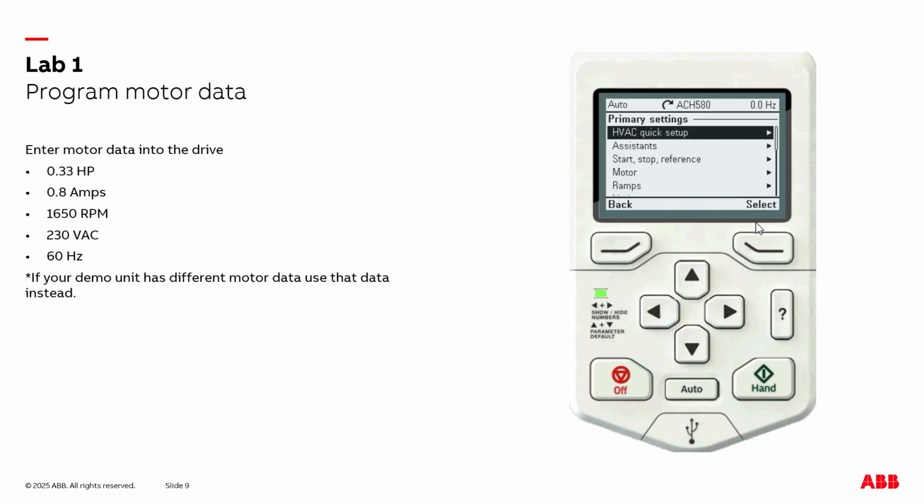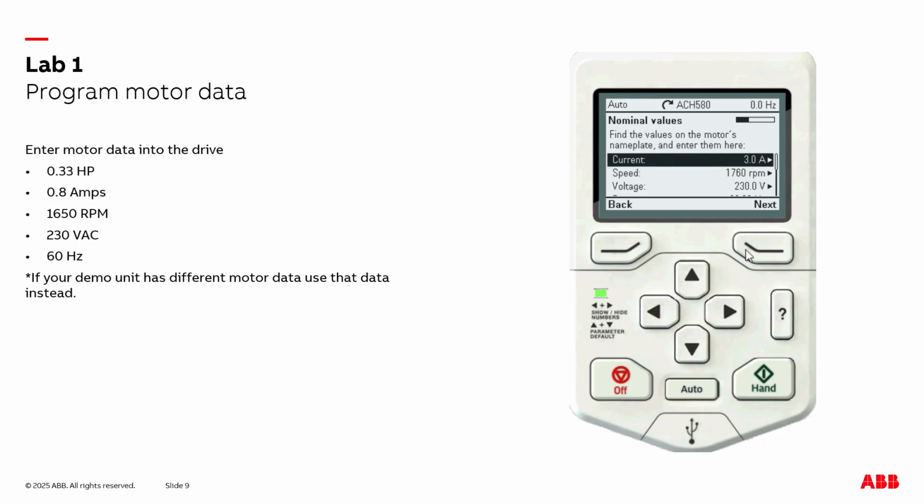To enter the motor data into the drive for Lab 1, I'm again going to start at primary settings. I'm going to navigate down to motor here. Select, and then I'm going to select nominal values. Now we're going to be asked some questions about the motor. So we have a single motor, and now we're going to enter in the information specific to the motor.